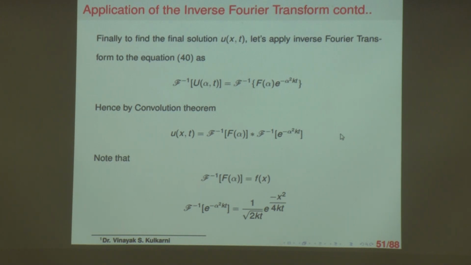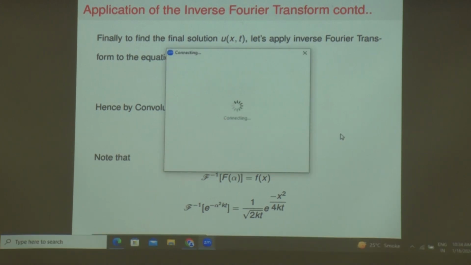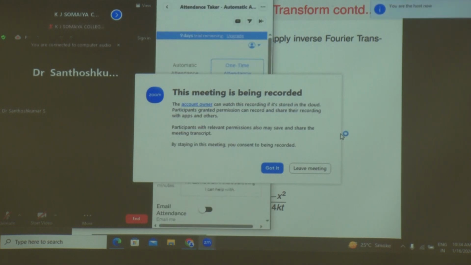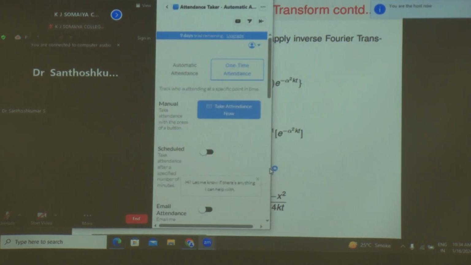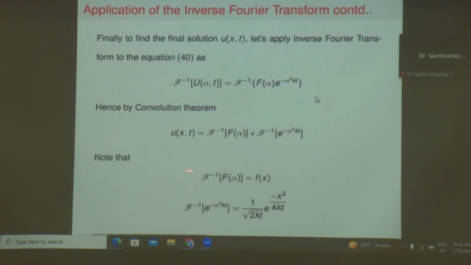If I apply the operator F inverse on the product of functions, the property of the Fourier transform is that I can apply it separately, but I will have to take their convolution. So if I apply F inverse on F(alpha) separately, and F inverse on e to the power minus alpha square kt separately, then it works. I can take it separately, but I will have to take their convolution after finding the inverse Fourier transform.